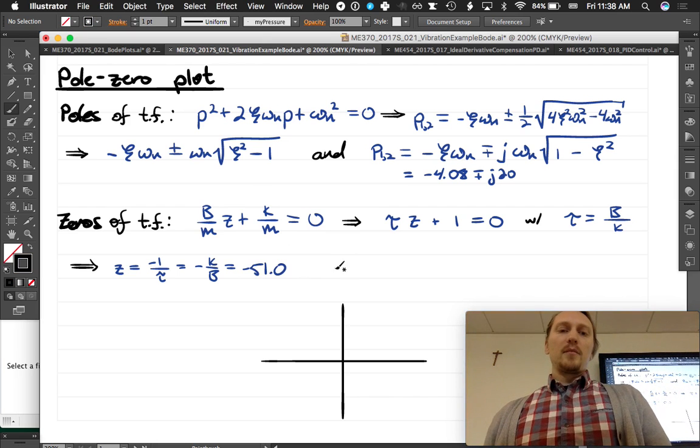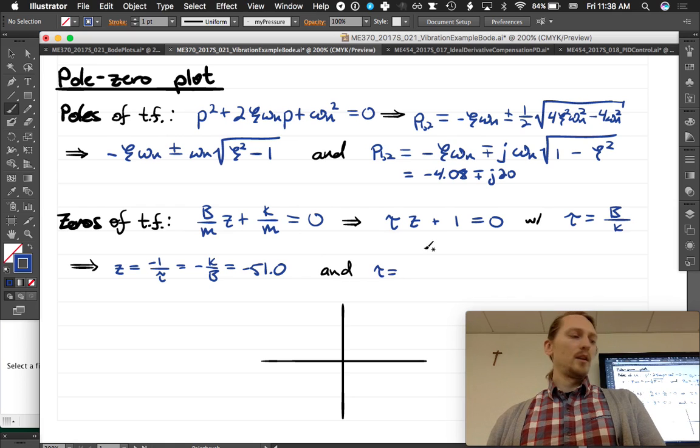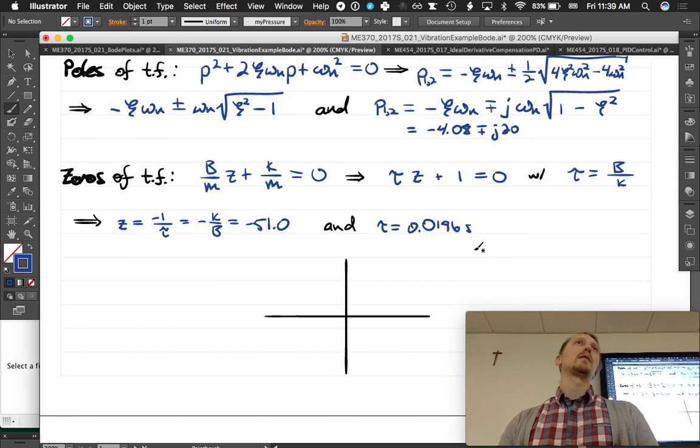And we could also compute what Ta is just for fun, which we will use it to, oops, not omega. I don't know why I wrote that. Ta is equal to 0.0196 seconds. So, pretty fast.